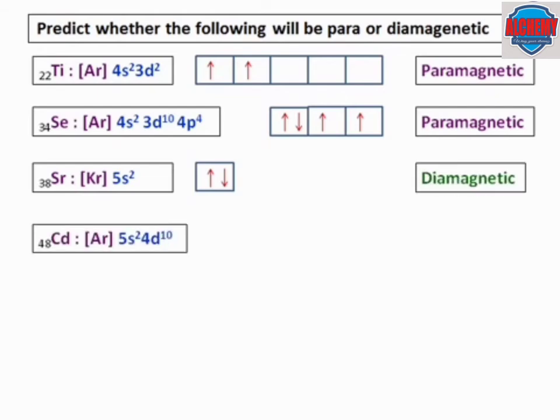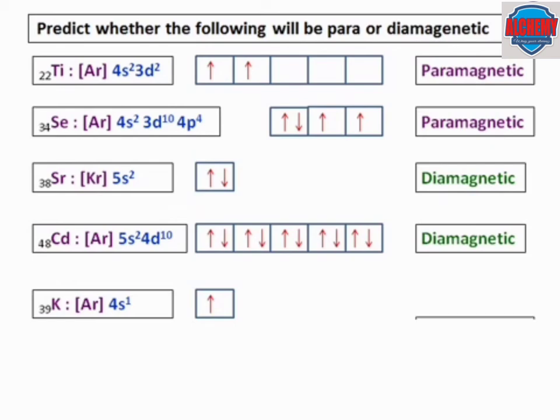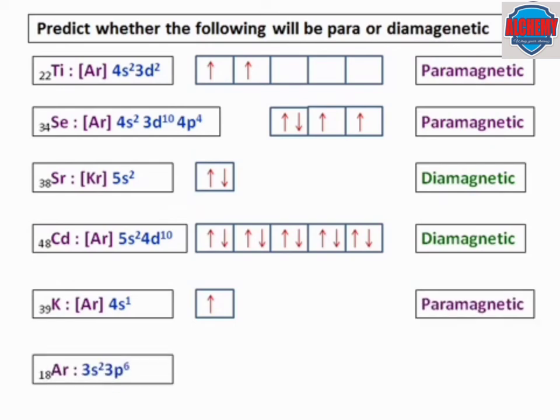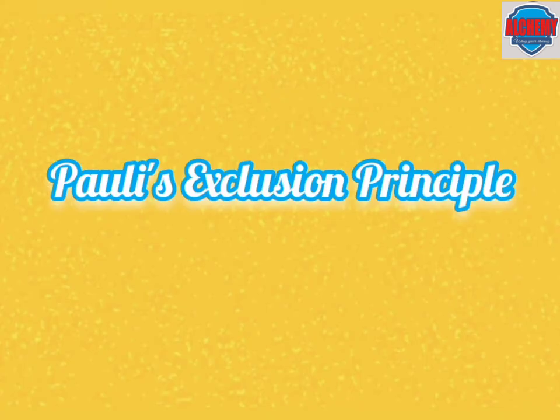Next, in the case of cadmium, the outermost electronic configuration is 5s2 4d10 and in the d orbital all the 10 electrons are paired, thus it is diamagnetic. Next, in the case of potassium, the outermost configuration is 4s1, that is only 1 electron in the s orbital and thus it is paramagnetic. Next, in the case of argon, the outermost configuration is 3p6 and all electrons are paired and thus it is diamagnetic. Next, we will discuss Pauli's Exclusion Principle.